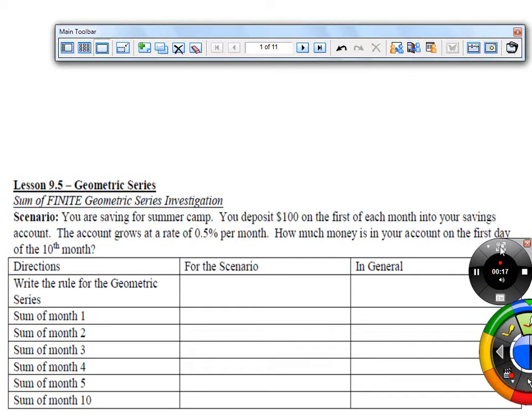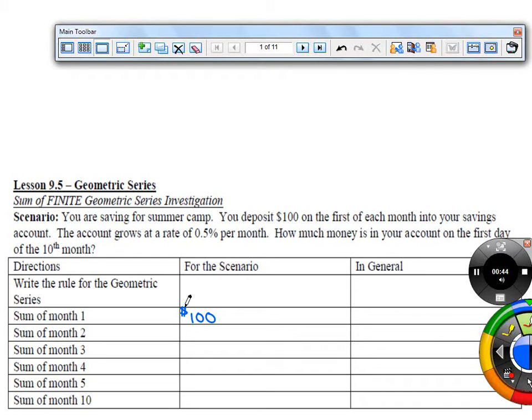Okay? So let's think about what's happening here. For month 1, how much money goes into your account? $100, right? You put $100 on the first day. So you're just going to have $100. Now, for month 2, how am I going to figure out how much money is in there at month 2?